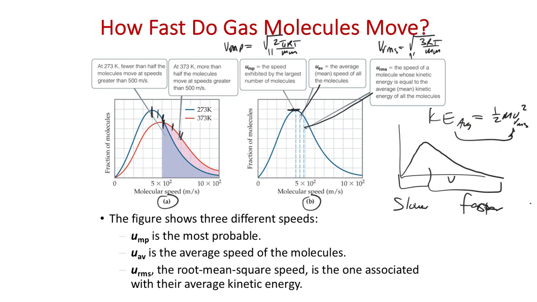But notice you still have a good fraction of molecules, even at high temperature, moving slowly. You still have fast-moving particles in both distributions. You just have more fast-moving particles at the higher temperature. So you have a larger fraction of molecules at the higher velocities as you increase temperature, and on average, you then have a higher set of velocities.